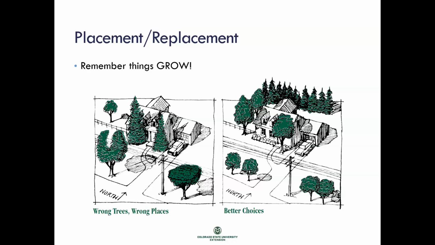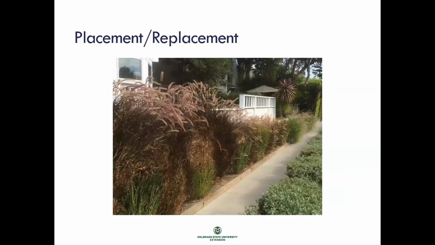If you want to have trees and shade, you can plant those on the south and west side of your home, so that during the summertime you get shade and it helps with cooling costs, but then those deciduous trees drop their leaves and you get solar gain in the winter. So again, thinking through all of those things is key. And again, the placement and replacement of plants.